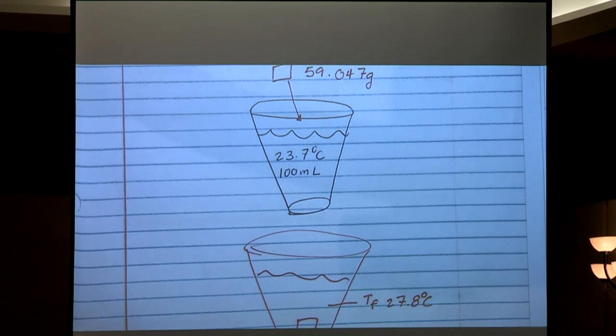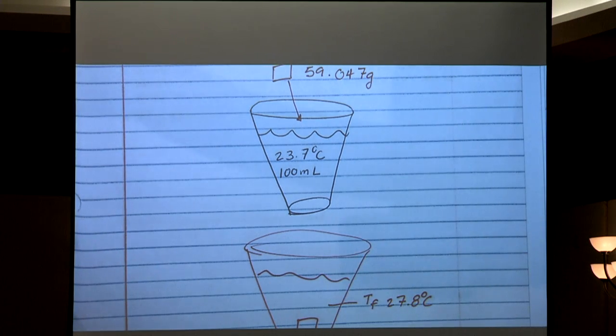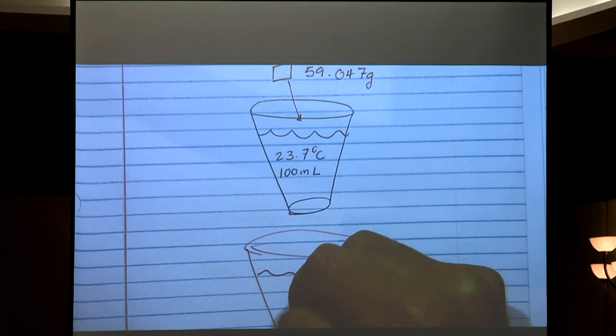That's a question for you guys. Awesome. Same final temperature. So the water's temperature is the same as the metal, so there's no heat being exchanged anymore. When I put this hot block into the cold water, where's heat flowing from? The block to the water.